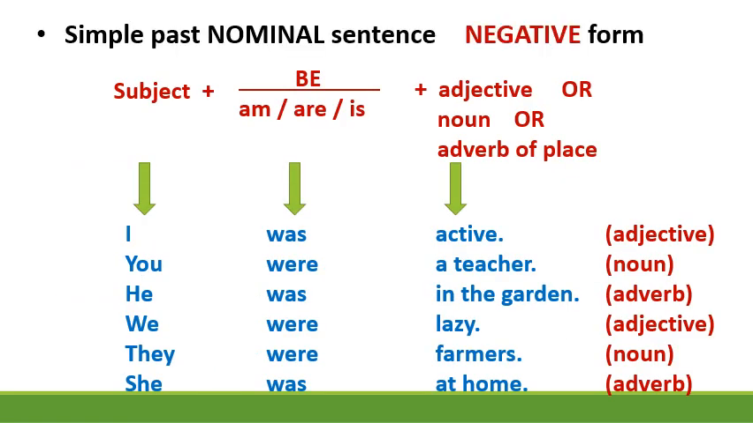Simple past nominal sentence, negative form. To make it negative, we must change the positive sentence by adding the word not. For example, I was not active. You were not a teacher. He was not in the garden. We were not lazy. They were not farmers. She was not at home.